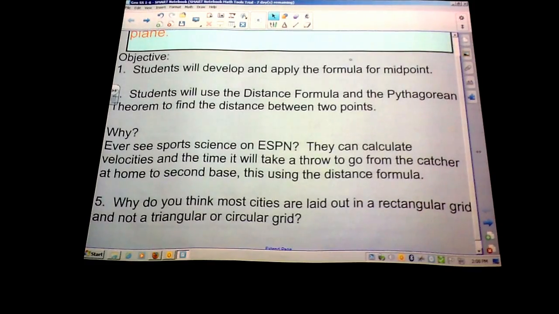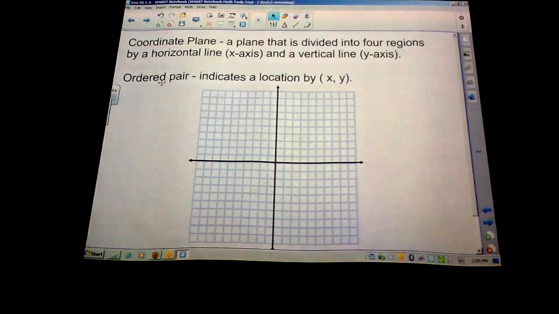I might go ahead and read through the objectives. Looks like we're going to be applying the midpoint formula. We're going to be discussing the distance formula, and also probably something you're all familiar with, the Pythagorean theorem. So we'll be using that also in today's lesson, so we'll be revisiting it.